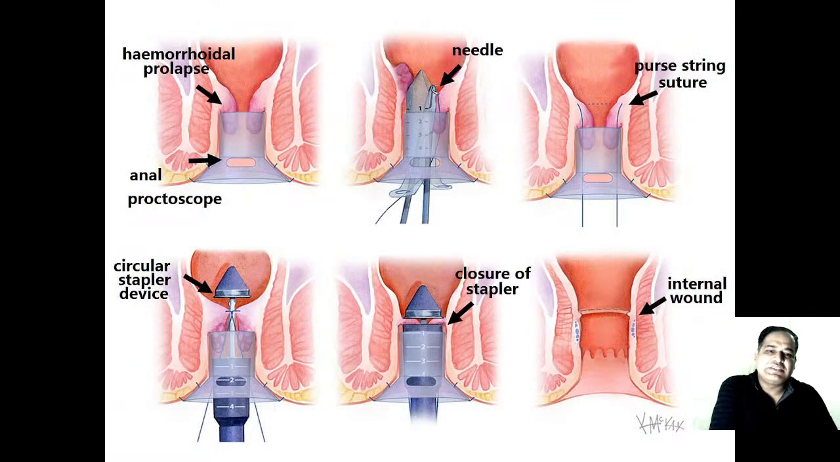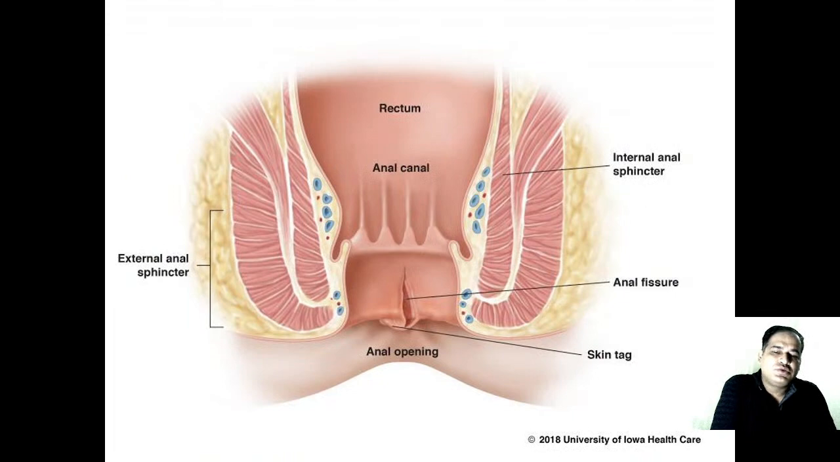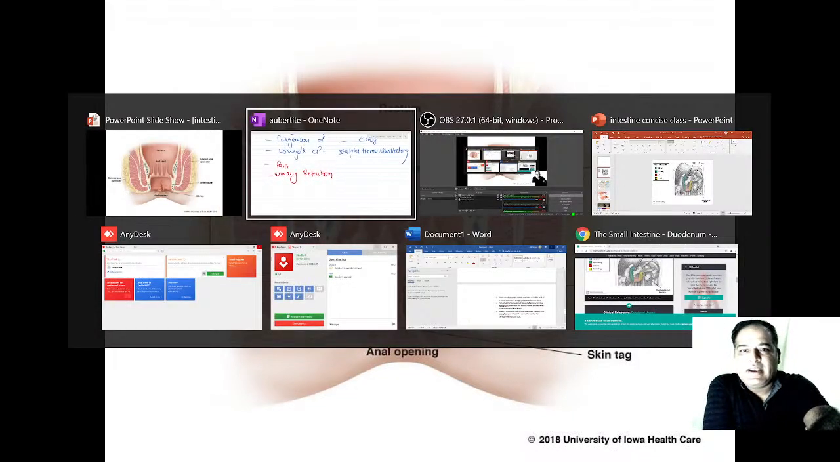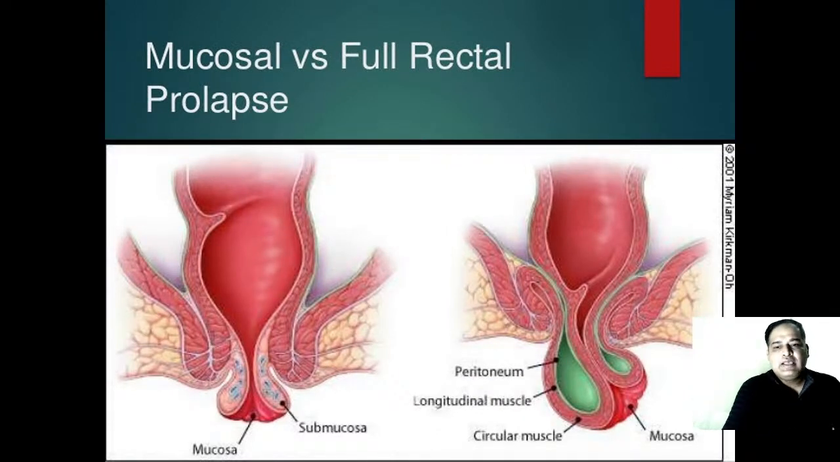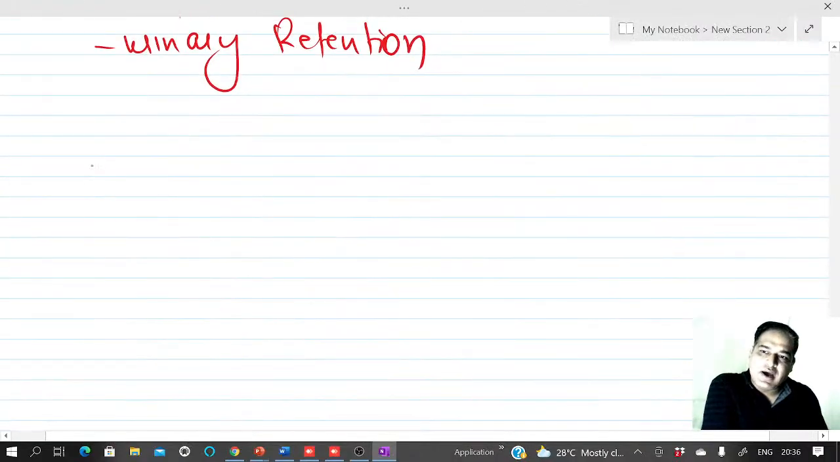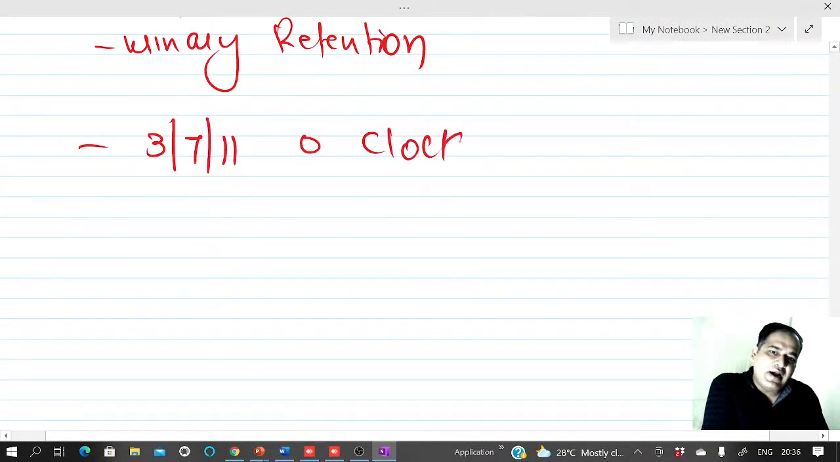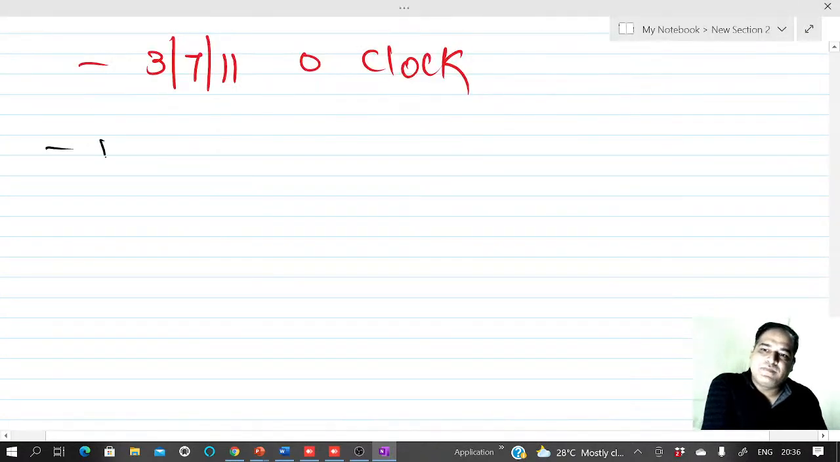Now this is stapler hemorrhoidectomy. We call it Longo's operation. Now, why did this appear? Here what was happening was that only the venules and the veins were protruding out, and they were protruding out at 3, 7 and 11 o'clock position. Now what will happen in prolapse?